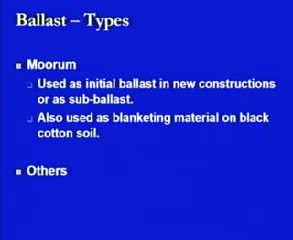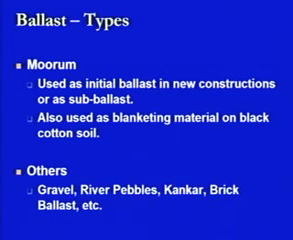Then there are other types of ballast cushions, materials which have been used at different points of time, and they can also be used if available locally in that area, like gravel, river pebbles, conker, brake ballast, etc. So, these are all different types of ballast materials which can be used as a cushion in the railway track structure.